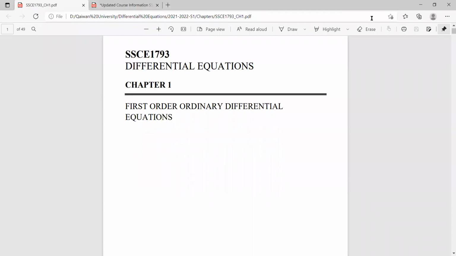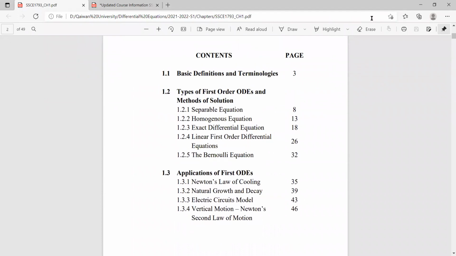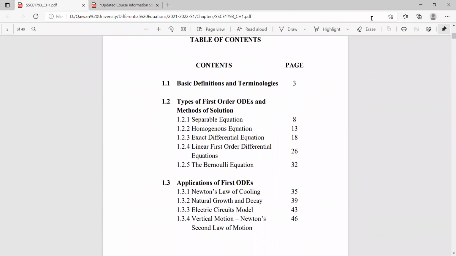In chapter 1, as I said, it's about first order ordinary differential equations. In this chapter, we're going to talk about these topics. First, in section 1, we have the basic definitions and terminologies. In the second section, it's about types of first order ordinary differential equations and methods of solution.